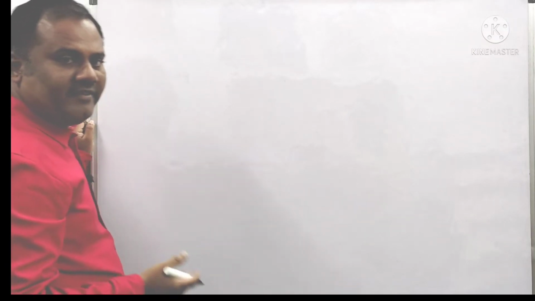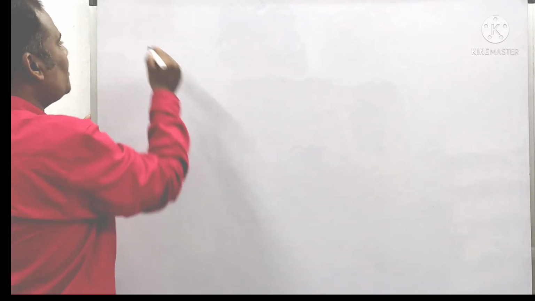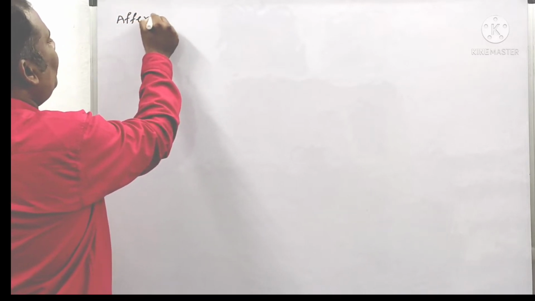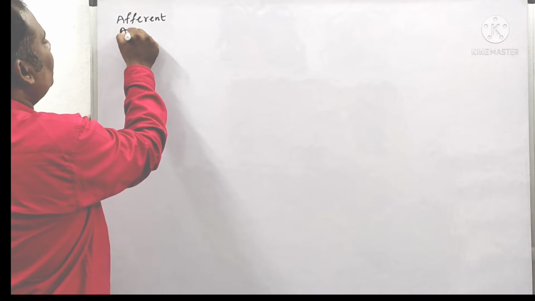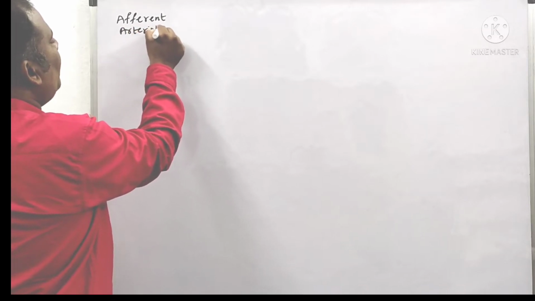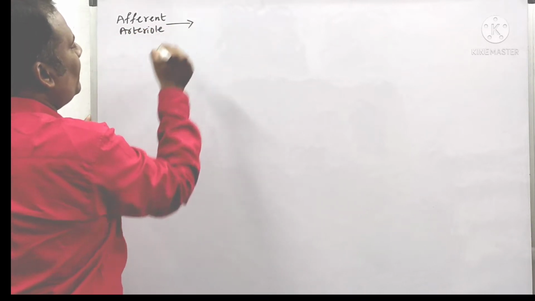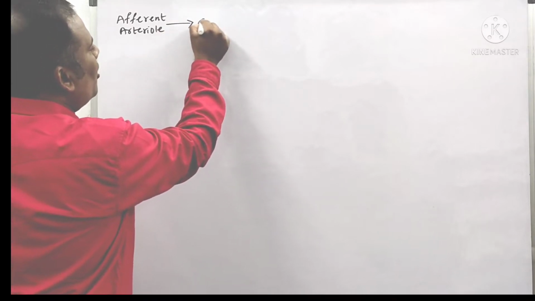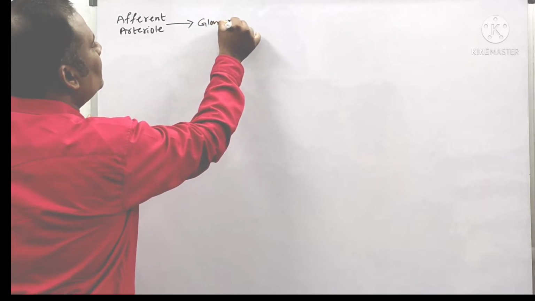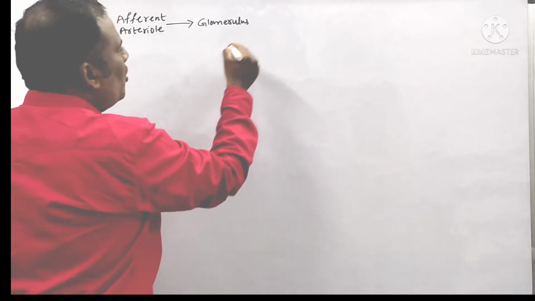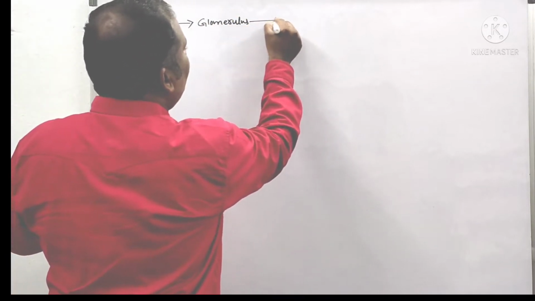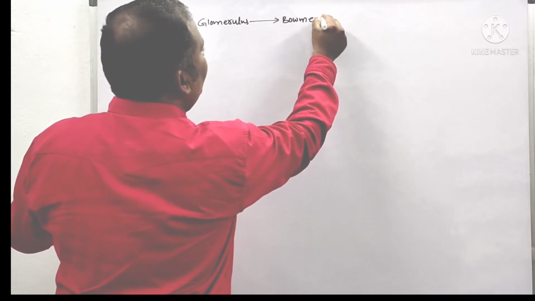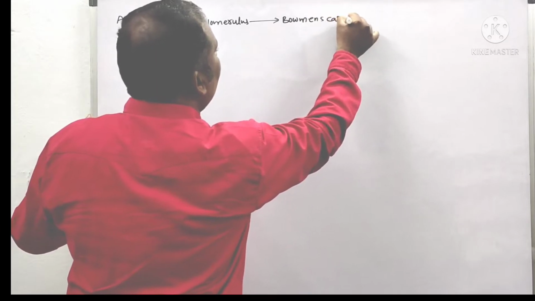How this urine gets filtered, we will see now in a flow chart. First, the afferent arteriole. From the afferent arteriole, the impure blood enters into what? The glomerulus. From the glomerulus it enters into the Bowman's capsule. In the glomerulus it gets filtered and enters into Bowman's capsule.